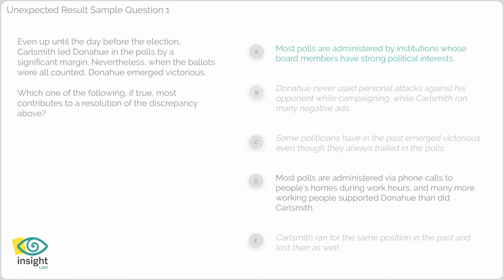Still, political interests of what sort? Do the board members tend to favor one kind of candidate or one party over another? This just says that they have strong political interests. And Carl Smith was leading in the polls, plural. So maybe the political interests of different board members for different polls might even balance each other out. How did Carl Smith get ahead in the polls, plural? This one doesn't explain it, not nearly as well as D. D is our answer. Let's try another sample question.